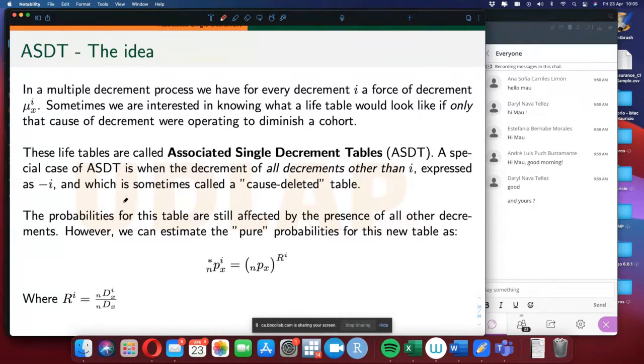Essentially, in these tables we are just going to pay attention to one cause of death. Let's assume that there are no deaths in Mexico other than those that are the result of circulatory diseases. So we can create a life table for those specific causes of death. Of course, life expectancy will change because we are only going to pay attention to this specific cause of death. And it's more than just removing those deaths, and we're going to see how to estimate those right now.